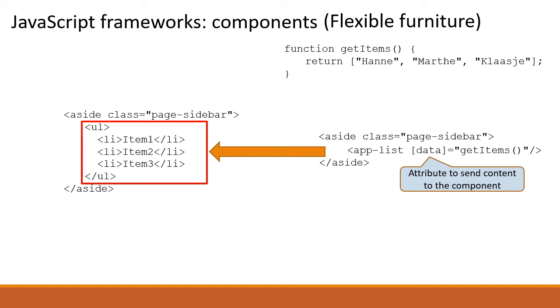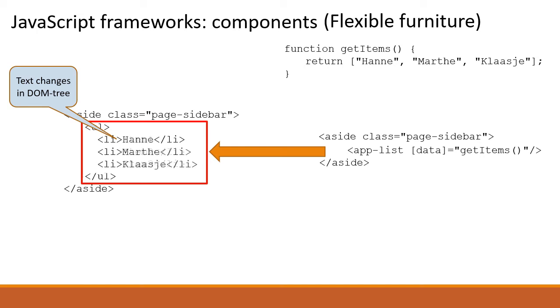You can give it any name you like, and maybe a bit special compared to the HTML attributes is that we use square brackets around the attribute name, but that's just for Angular. Here you can see that the contents of this data attribute is equal to the return value of getItems. When we do it like this, our component will show the 3 names instead of item 1, item 2, and item 3.